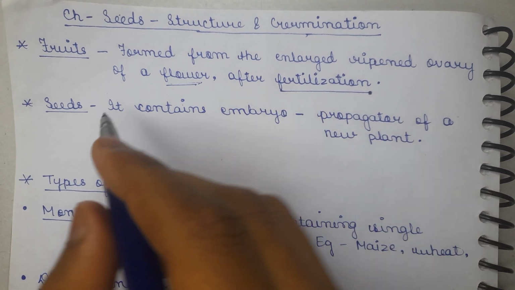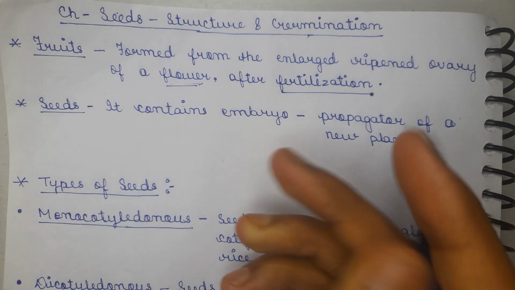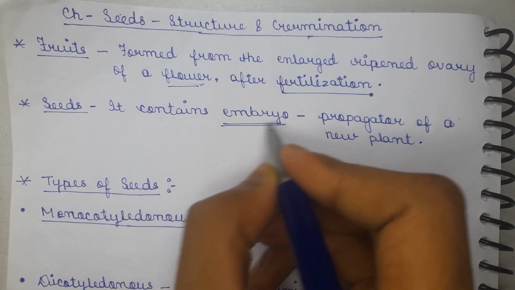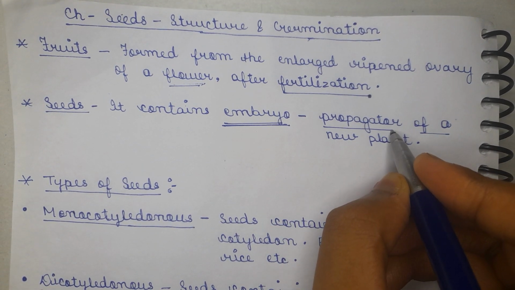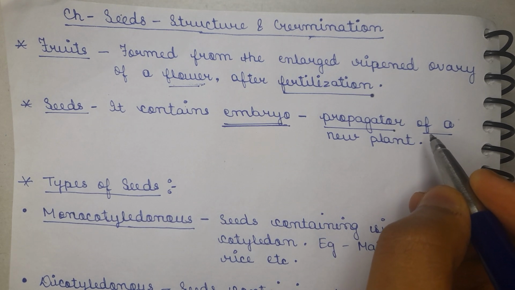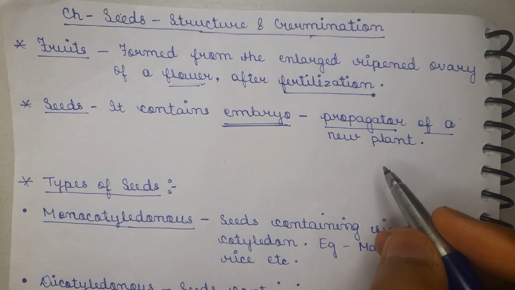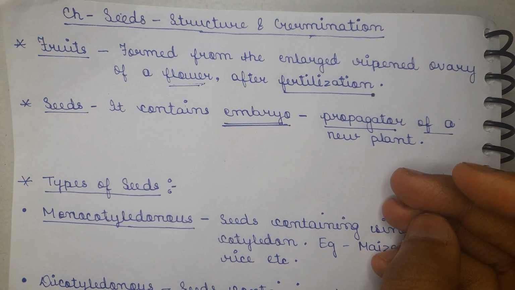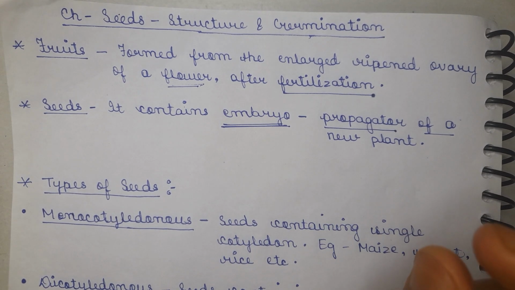Now what are these seeds? Seeds are formed from the ripened ovule of a flower after the fertilization process, and they contain the embryo. The embryo is the propagator, or generator, of a new plant, from which the new plant will grow. The seed also protects the embryo from physical damage, and stores food material to nourish and support the embryo.